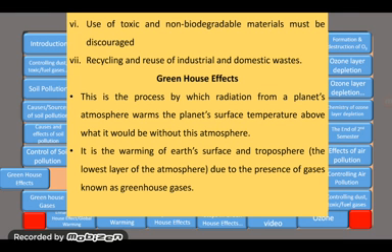This is the process by which radiation from a planet's atmosphere warms the planet's surface temperature above what it would be without this atmosphere. That is, radiation from the sun, on hitting the surface of the earth, will warm the earth. And this will make the temperature of the earth rise above what it would be without those radiation. And this effect, we call it greenhouse effect.